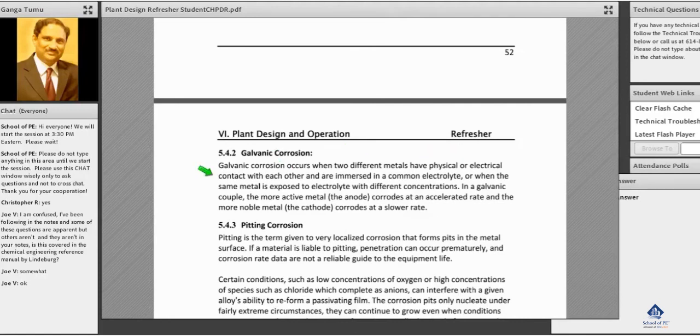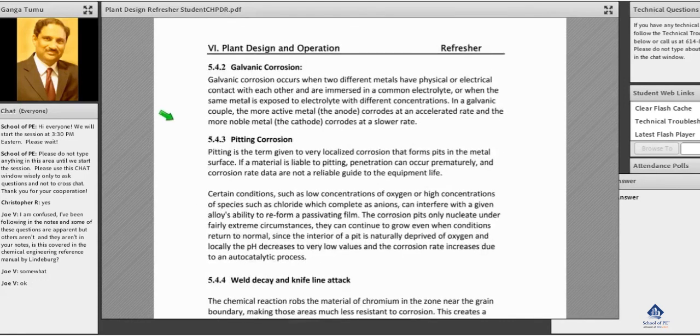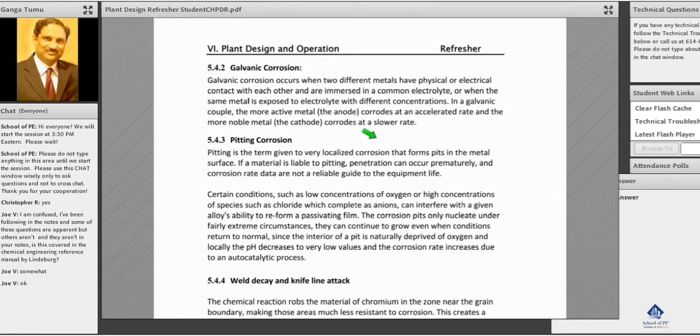Talking about galvanic corrosion. Galvanic corrosion occurs when two different metals have physical and electrical contact with each other or are immersed in a common electrolyte, or when the same metal is exposed to an electrolyte with different concentrations. In a galvanic couple, the more active metal, the anode, corrodes at an accelerated rate, and the more noble metal, the cathode, corrodes at a lower rate.